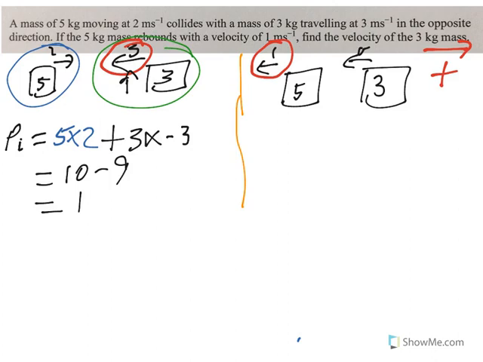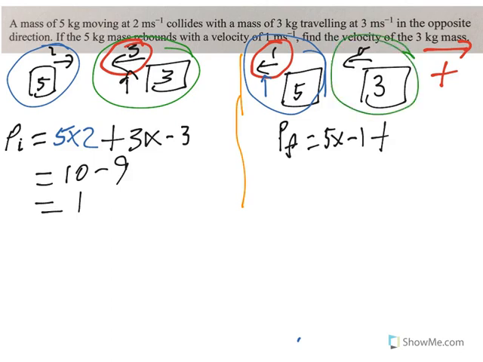The final velocity: again we've got our 5 kilo one, but it's travelling in the negative direction. So 5 times -1, plus our 3, and 3 times whatever the v is, and that's what we're trying to find out, 3 times v. Don't need to worry about the sign here, that will work itself out. So our final momentum is -5 plus 3v.